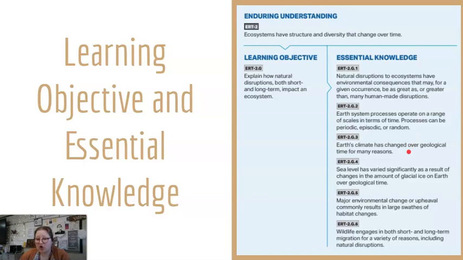Earth's climate has changed over geological time for many reasons, not just because of humans. Sea level has varied significantly as a result of changes in the amount of glacial ice on Earth over geological time, a lot of the time relating to the climate. Major environmental change or upheaval commonly results in large swaths of habitat changes, and wildlife engages in both short and long-term migration for a variety of reasons, including natural disruptions.